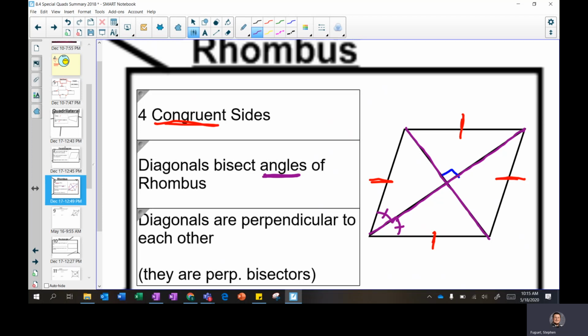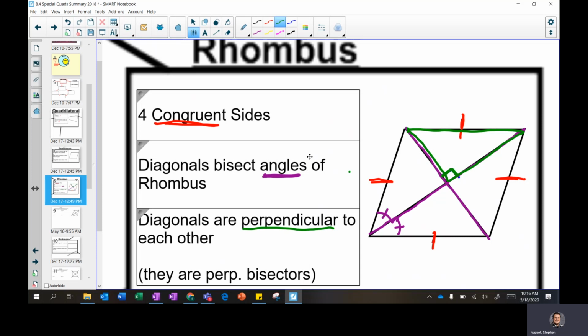And the last thing is that diagonals are going to be perpendicular to each other. And so you'll see that indicated here by the right angle. So it actually creates a right triangle. This triangle right here that I'm going to highlight in green is technically a right triangle. So a rhombus is actually made up of 4 right triangles that are merged together. And so those are the main properties that we have for rhombus.